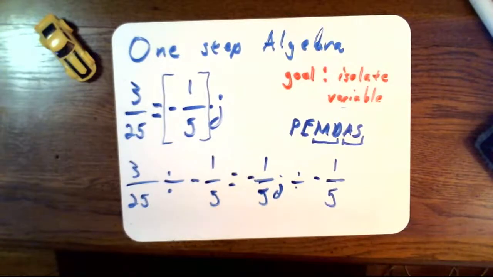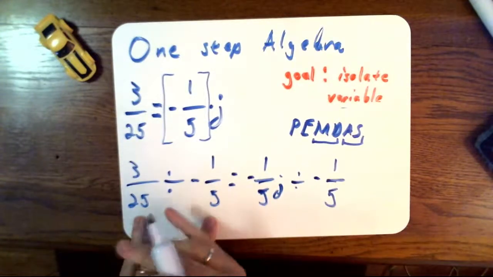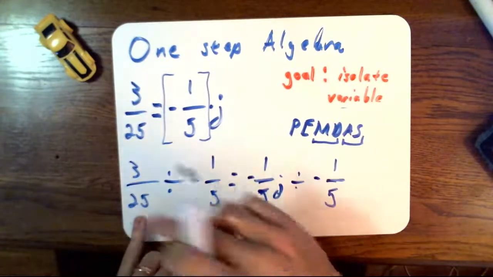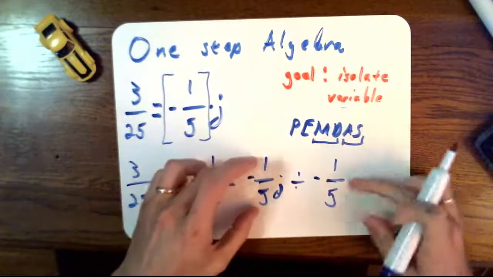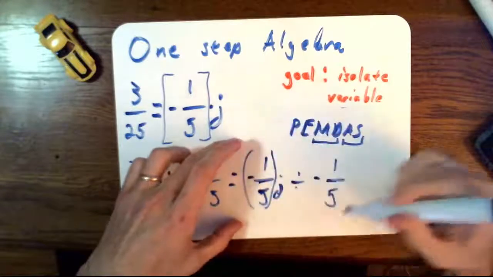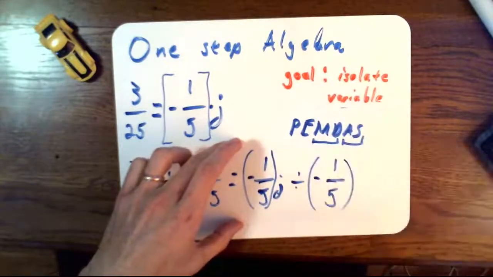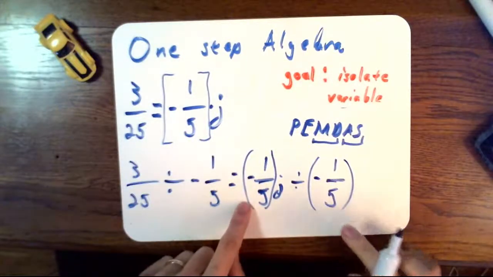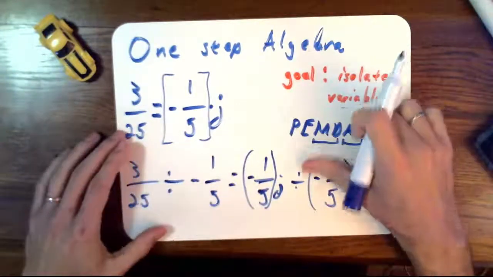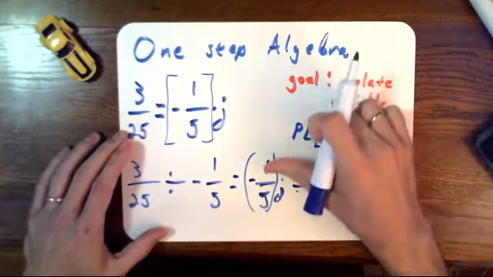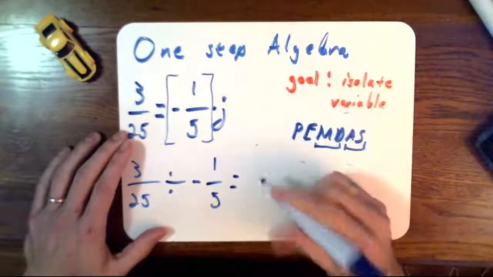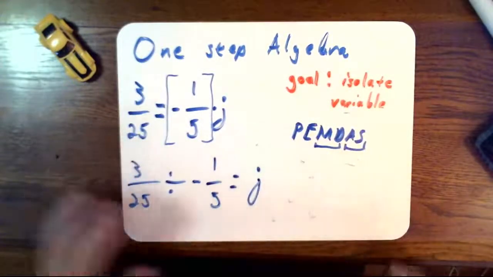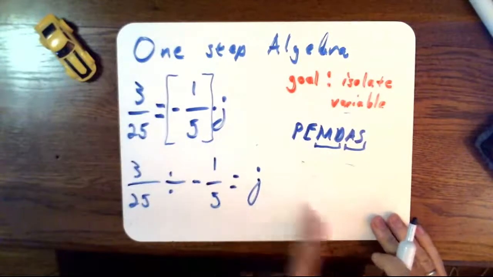The main takeaway here is making sure that you have this left-hand side in the correct order. 3/25 divided by -1/5. Because this -1/5 and this -1/5, if I'm dividing this by that, they're going to cancel each other out and leave 1 behind, the number 1. And 1 times J is just J by itself.